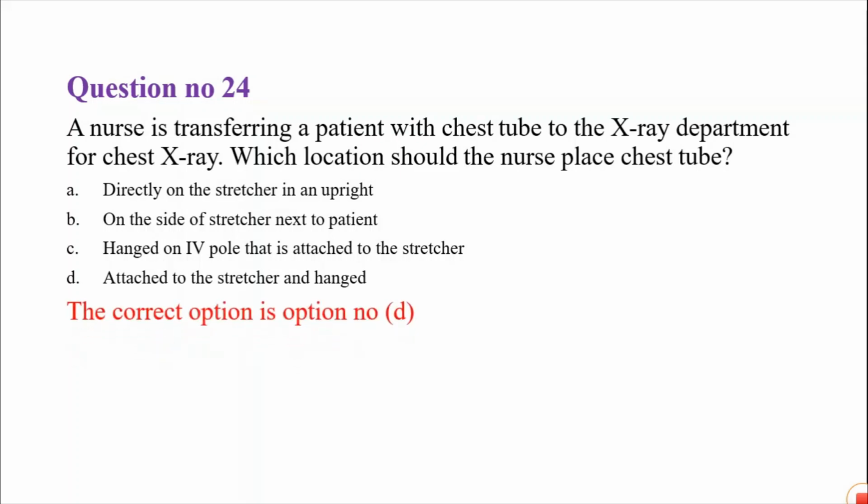The correct option is option number D, which is attach it to the stretcher and hang it.